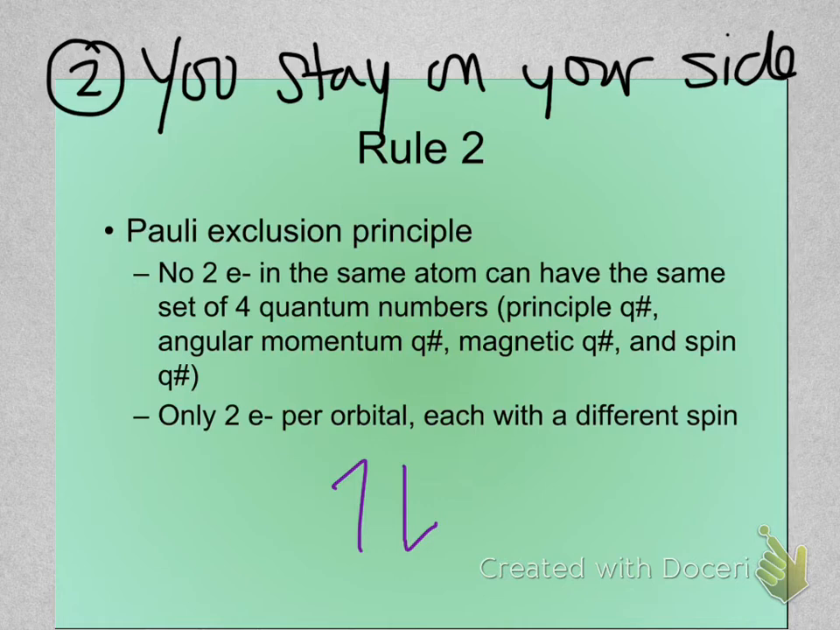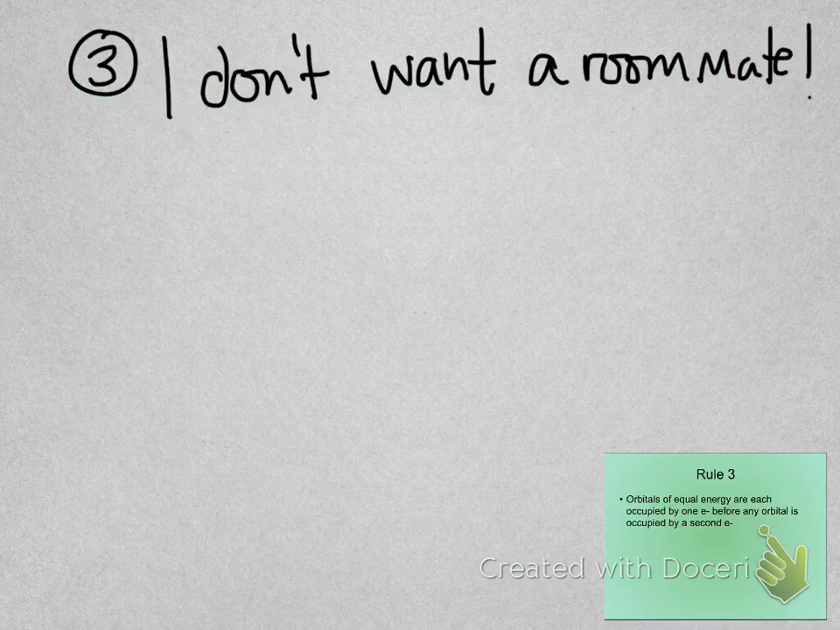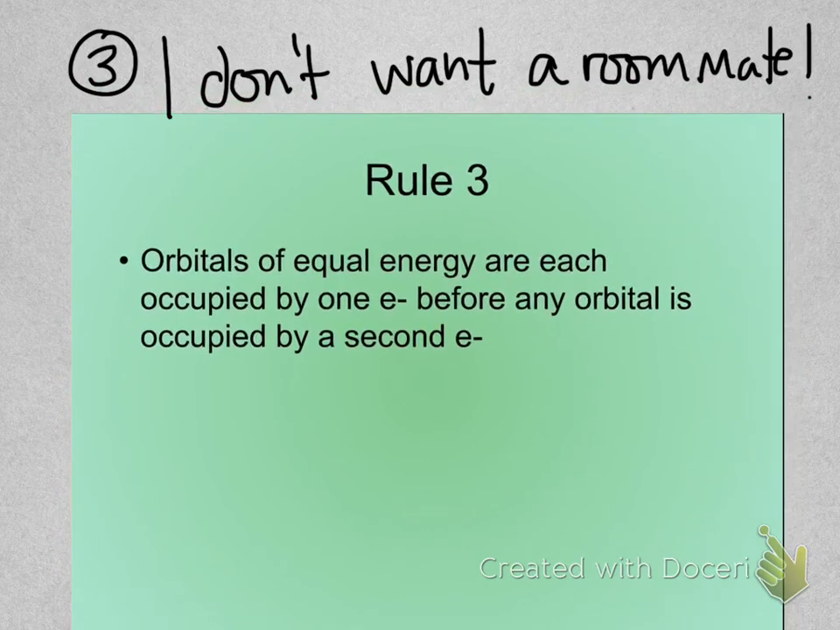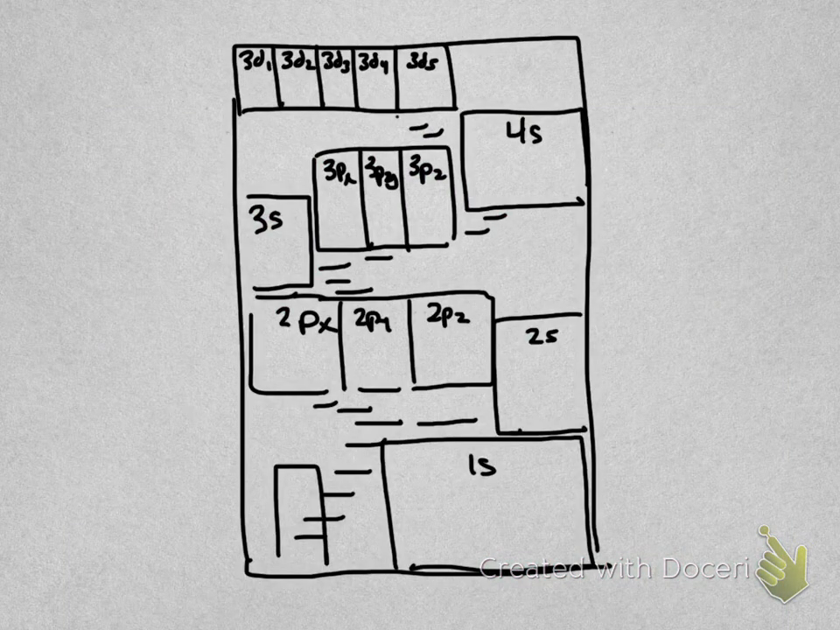Well, that's easy enough. On to Rule 3, which I call, I don't want a roommate. Rule 3 just states that orbitals of equal energy are occupied by 1 electron apiece before any orbital gets a second electron. If you can imagine an apartment building or a dorm, a situation that some of you may become familiar with in a few years. As you're moving in and you get to pick any room you want, the first principle is when you're carrying all your stuff and there's no elevator, you take a room on the bottom floor if one is available.